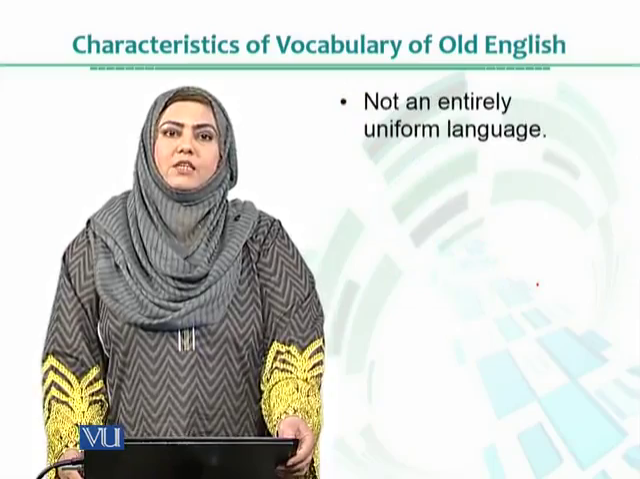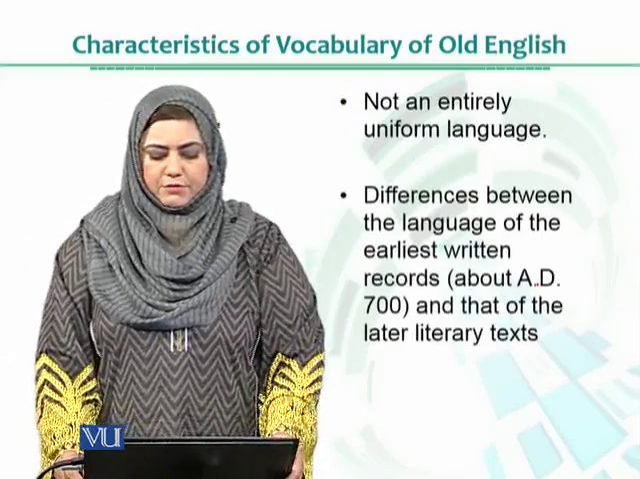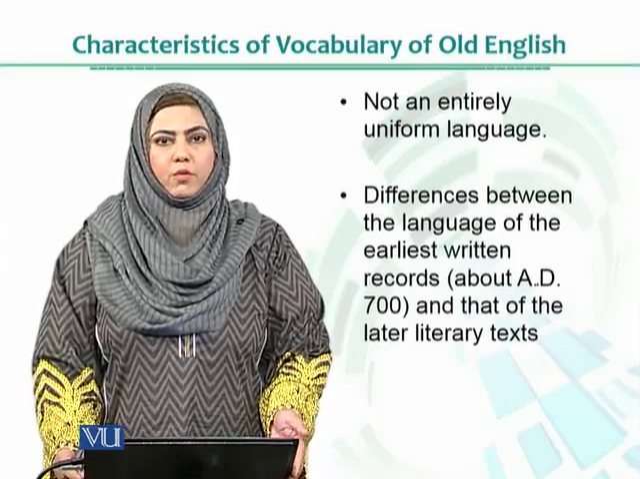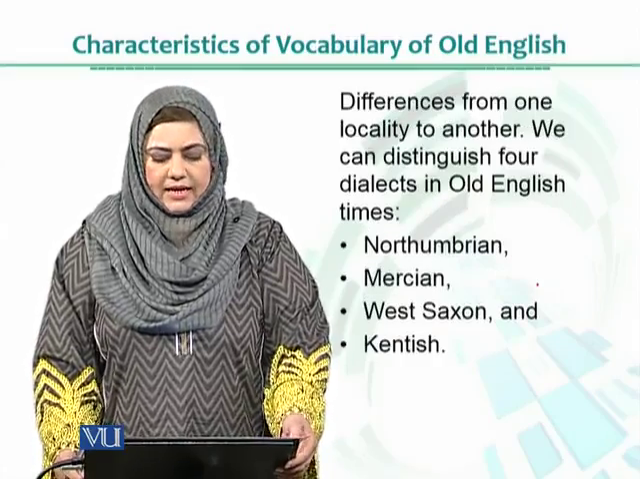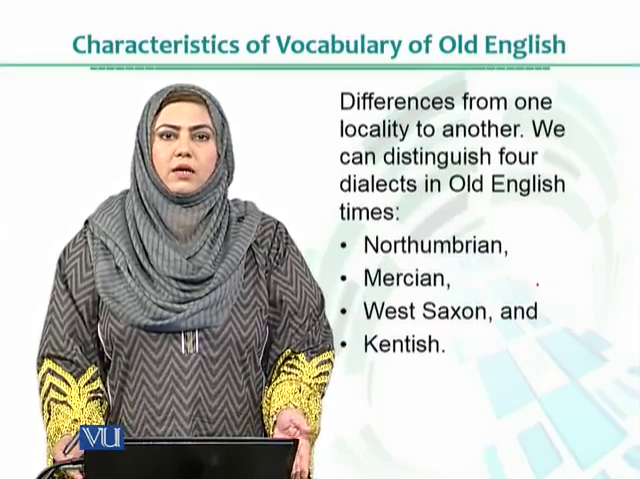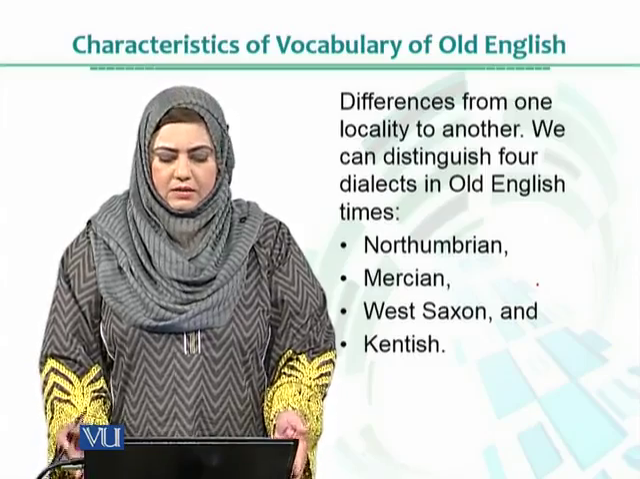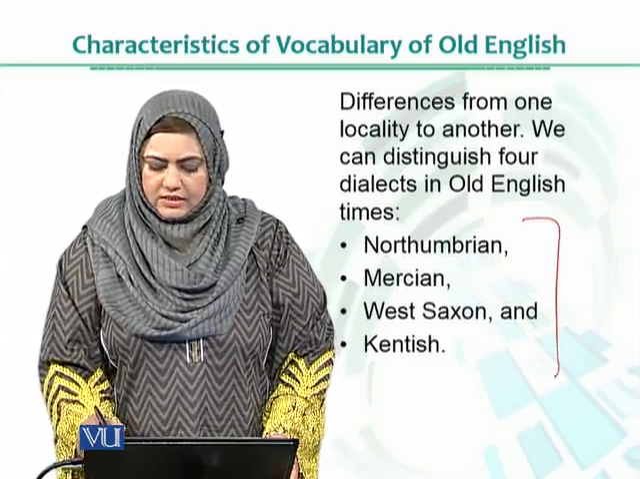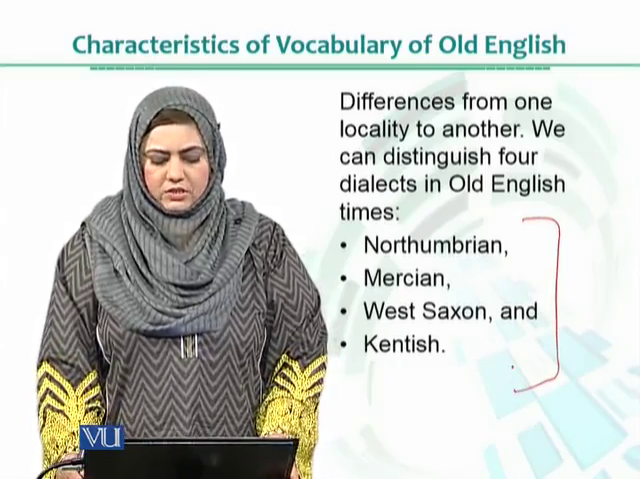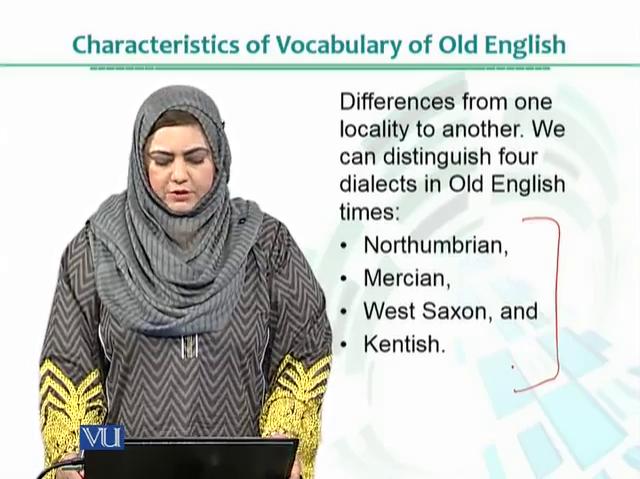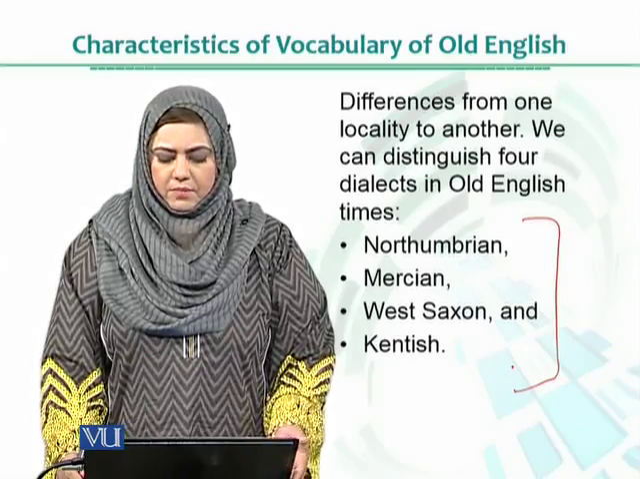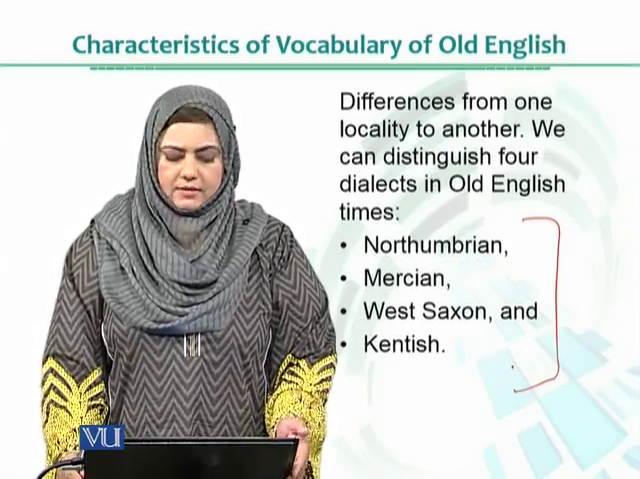I would say that Old English was not a very uniform language. There were differences in the language that was spoken at different time points during the history of Old English. And also the dialects varied from one part of Old England to another part. So if you notice the screen, you can see these 4 particular dialects, varieties of English with varieties of vocabulary that were spoken. They were Northumbrian, Mercian, West Saxon, and Kentish.